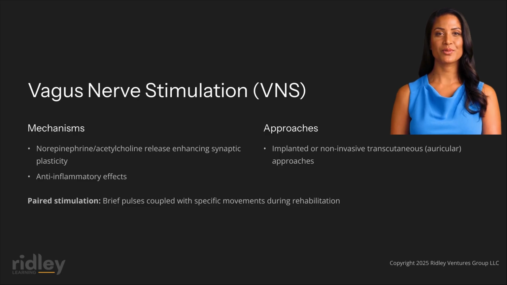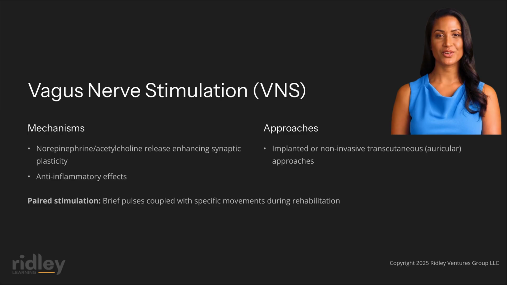Vagus nerve stimulation represents an emerging neuromodulation approach for stroke rehabilitation that has progressed from investigational status to clinical application based on promising randomized controlled trial results. Comprehensive reviews examining the evidence for vagus nerve stimulation in ischemic stroke recovery describe both the underlying mechanisms and clinical trial outcomes that support its therapeutic potential.